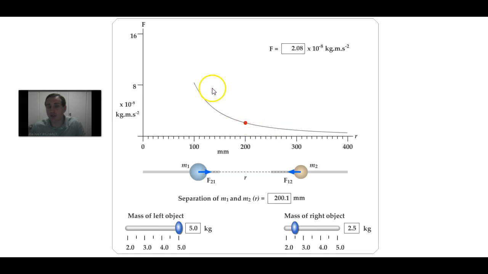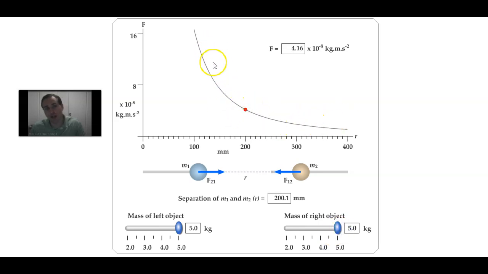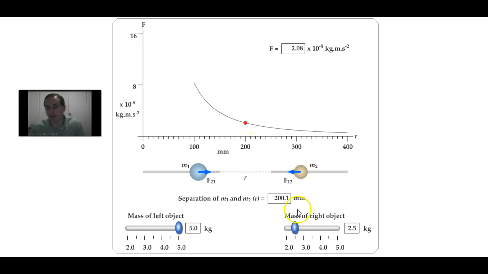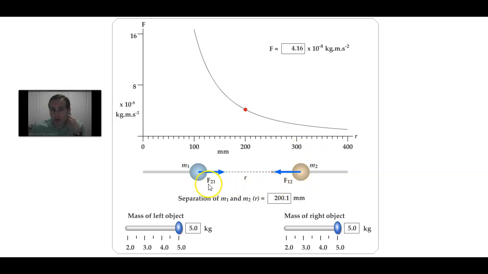Notice that this curve has less of a slope compared to what it had before. Notice that at the 5 kilograms, it has sort of a larger slope. It still has that inverse square law dependence, but it has less of a slope. It's still a 1 over r squared, but again, it has less of a slope. Notice that each of the forces became half the magnitude when you decreased this mass to half. What is F21? Well, that's the force coming from mass 2 on mass 1. Here is force F12. That's the force coming from mass 1 on mass 2.